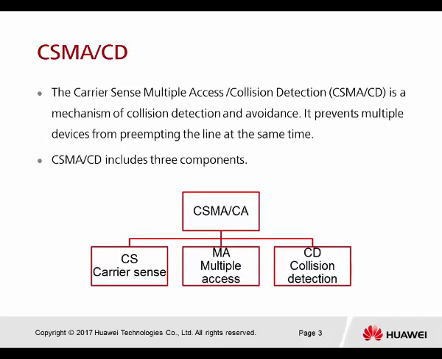Carrier sense multiple access with collision detection, for short we call it CSMA-CD. It's a mechanism of collision detection and avoidance. It prevents multiple devices from hitting the line at the same time. This just happens for half duplex devices, when they want to do transmission at the same time.